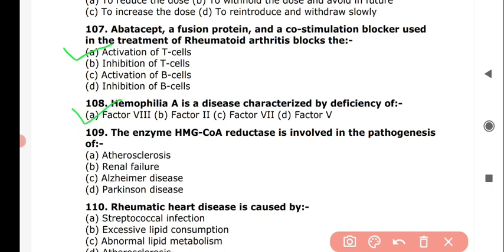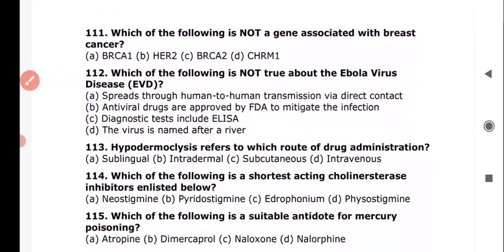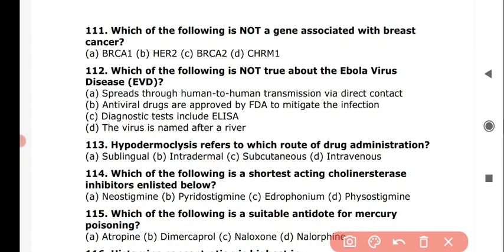Next question is, the enzyme HMG coenzyme A reductase is involved in the pathogenesis of, and the correct answer is option A, atherosclerosis. Next question is, rheumatic heart disease is caused by, and the correct answer is option A, streptococcal infection. Next question is, which of the following is not a gene associated with breast cancer? And the correct answer is option D, CHRM1.